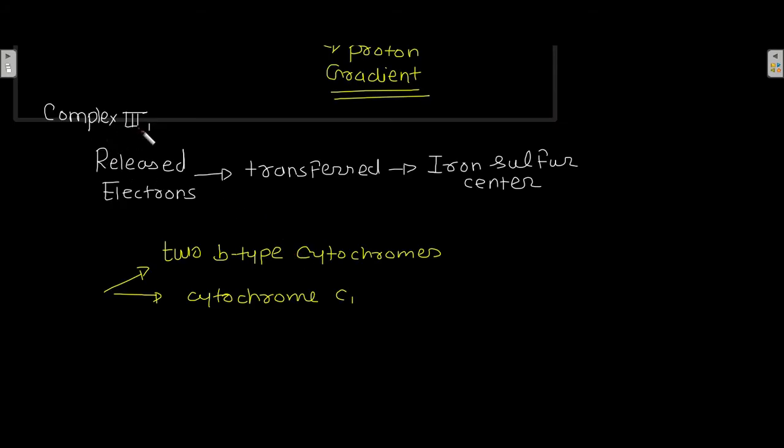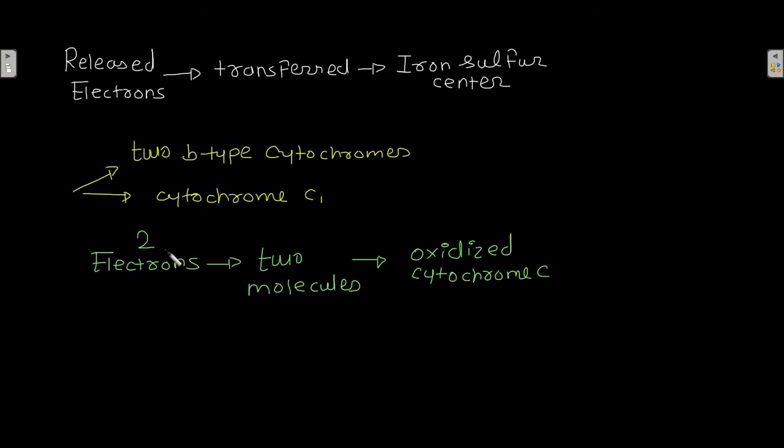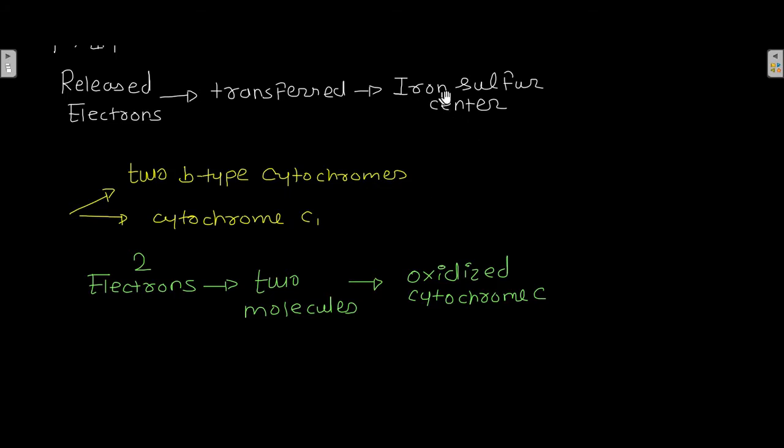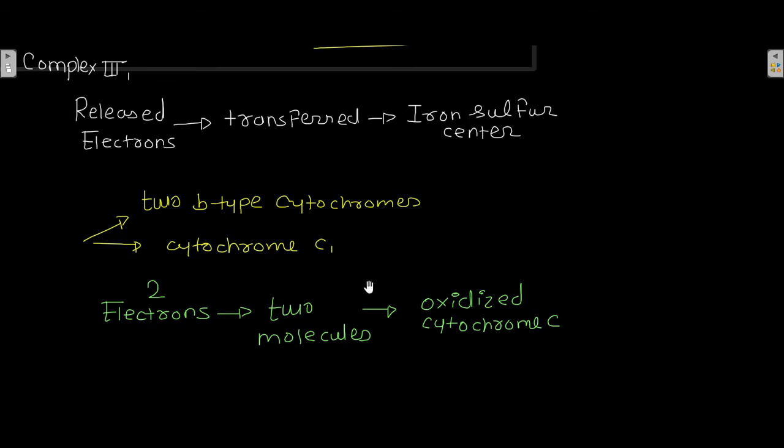Now within complex 3, the released electrons are transferred to the iron sulfur center, and after that they are transferred to 2 B types of cytochromes or cytochrome C1. And from here, the 2 electrons are finally transferred to the 2 molecules of oxidized cytochrome C. So electron goes to the iron sulfur center, then to B types of cytochromes or cytochrome C1, and then to the oxidized cytochrome C. This is how the flow of electron is taking place within the complex 3.